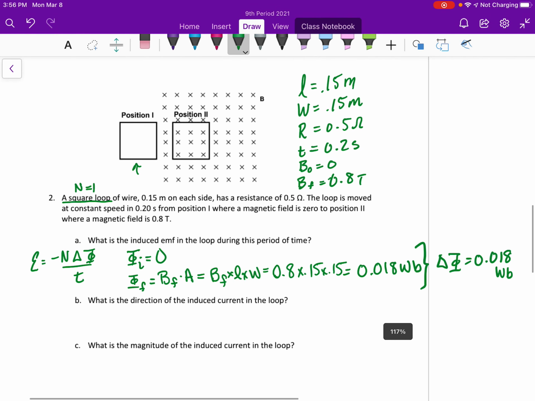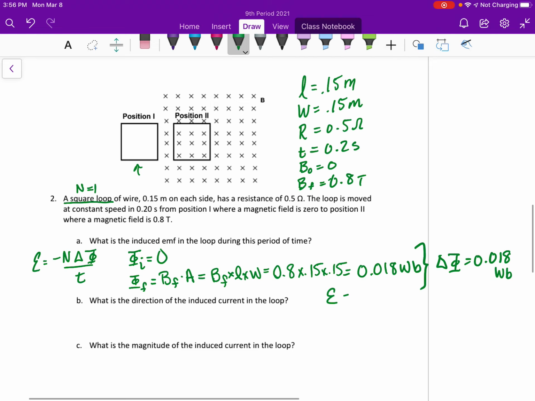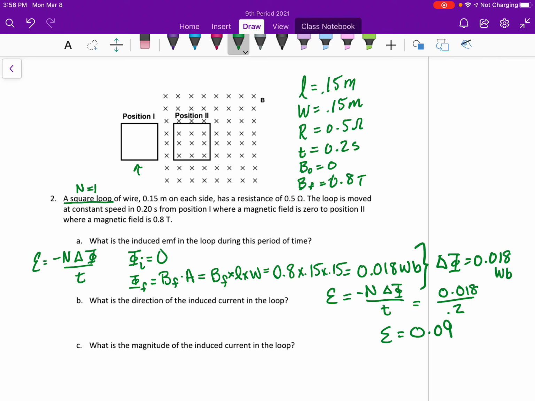Now that we did that hard part, we can do the EMF, which is negative N change in flux over time. In this case, N is 1, so we just have 0.018 over, what was the time here? 0.2. So our EMF comes out to be 0.09, and our units are volts.